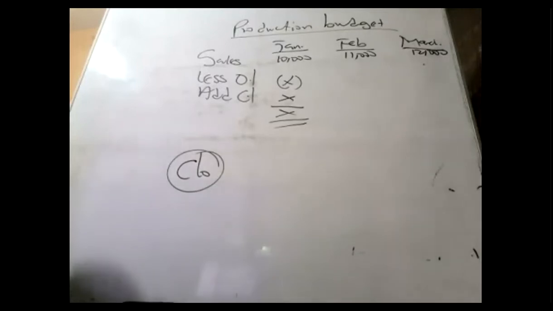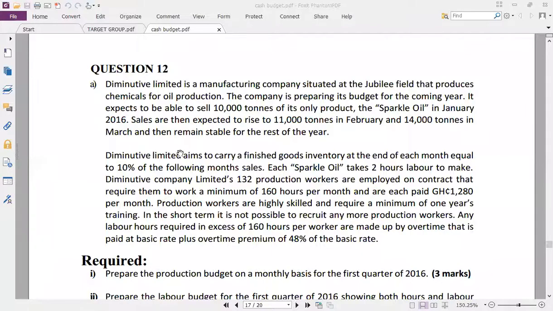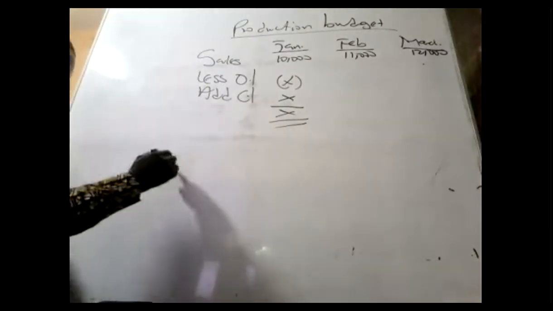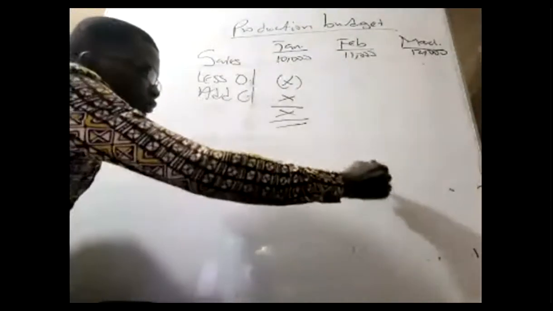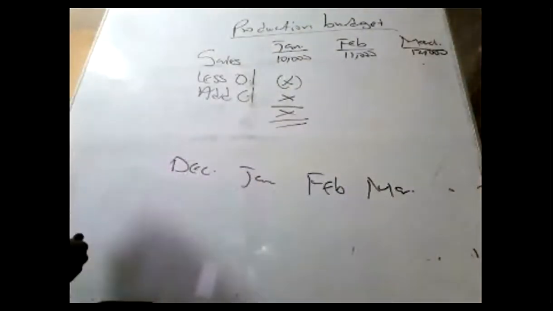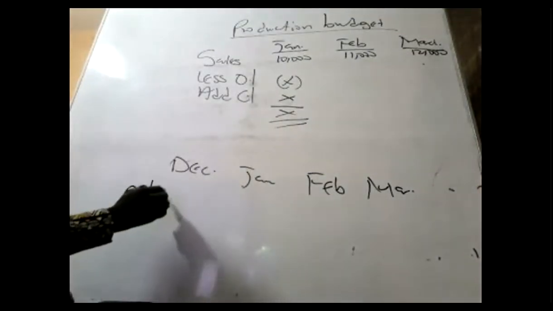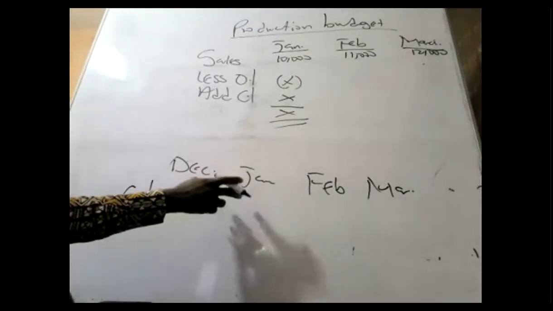They are saying that the management aims to carry a finished goods inventory at the end of each month equal to 10% of the following month's sales. So what's the closing inventory? Let me start from December. I'll write December here, January here, February here, and March. Let's find the closing inventory: 10% of the following month. So if I'm in December, closing inventory will be 10% of January sales. What are January sales?